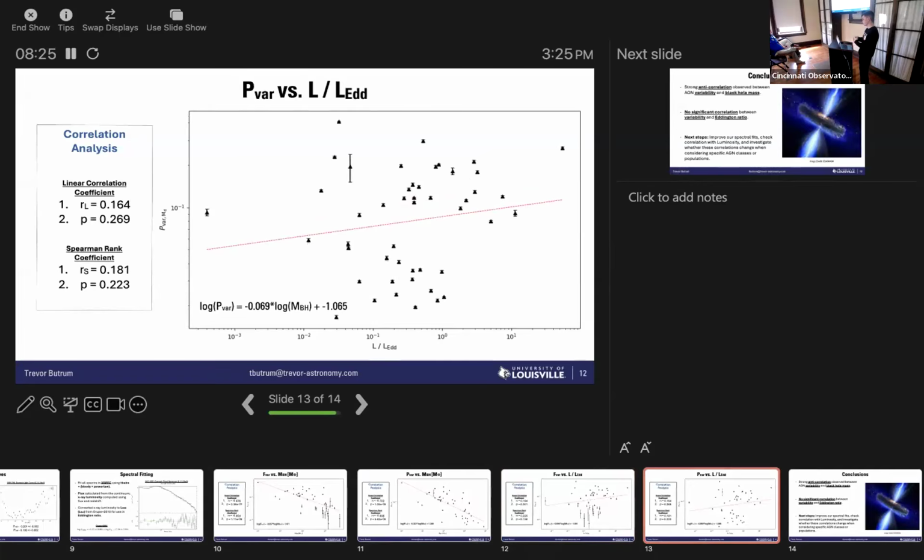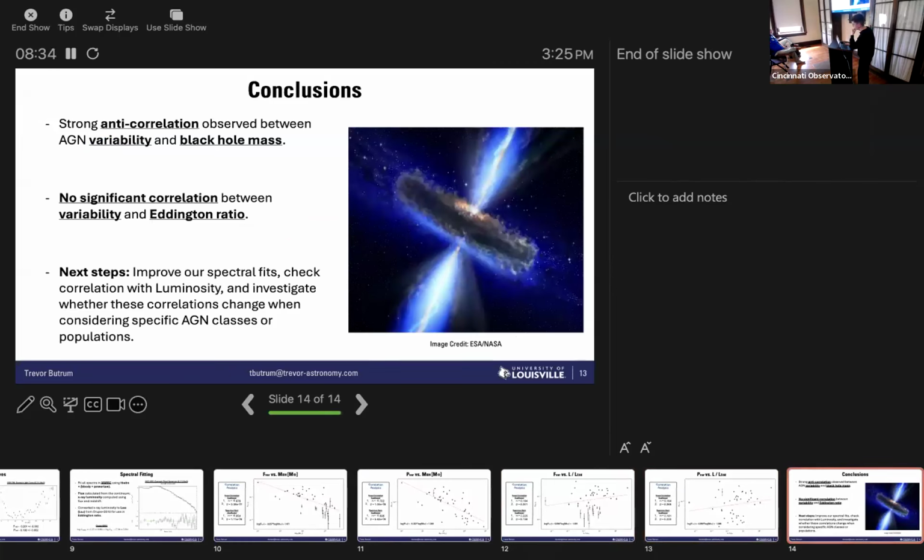If I were to continue this project, maybe we could do some other tests and see if there are any other correlations with the fractional variabilities. But for my project, this is where I ended. So here are my conclusions. There's a strong anti-correlation between AGN variability and black hole mass. There's no significant correlation that we found for variability and Eddington ratio. The next steps are not what I will be doing.